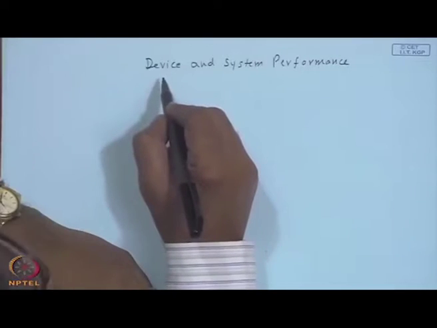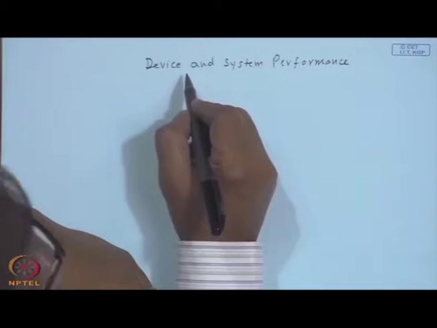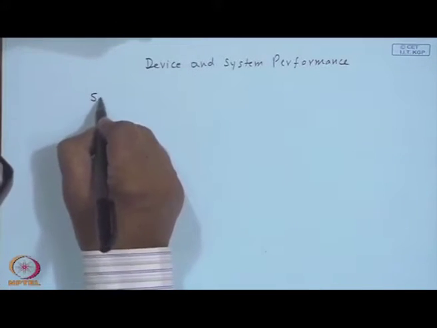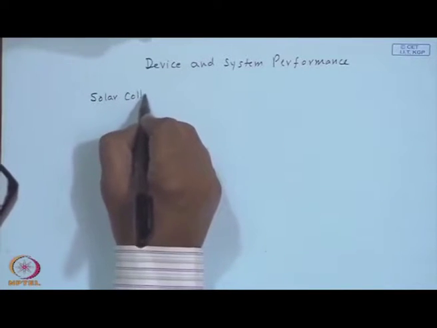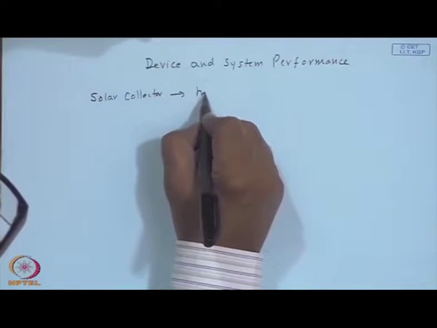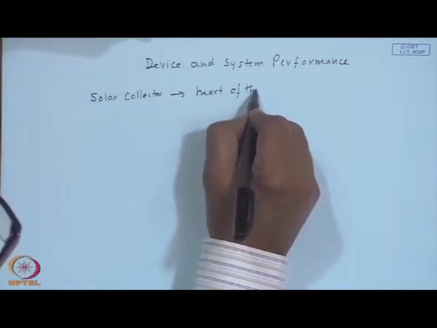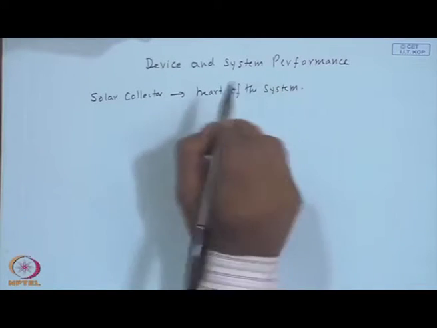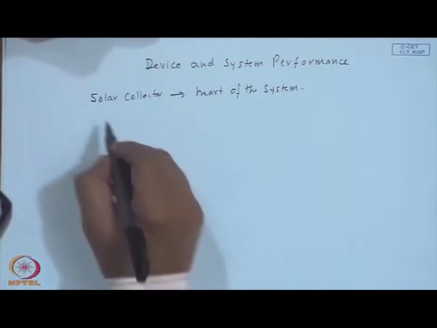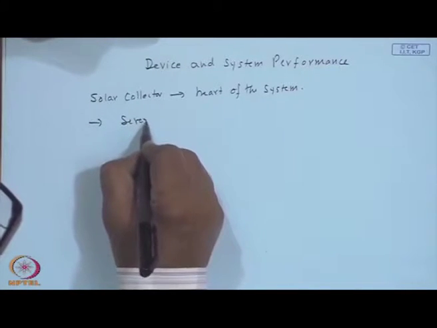All the while we were considering the solar flat plate collectors or concentrating collectors, we were focusing on the collector performance. So, no doubt it gives you the useful energy, but then the complete system comprises not only the solar collector, but several other components. No doubt solar collector, you may call it the heart of the system, and it consists of several other components.